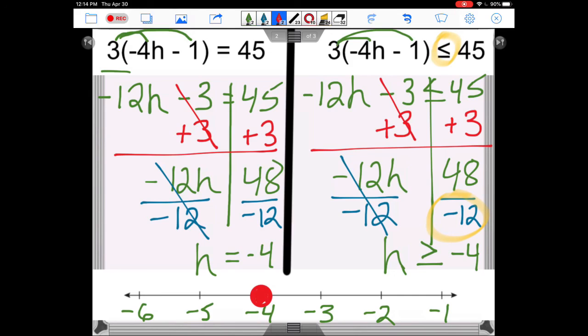And then here's the tricky part because we're dealing with negatives. If the answer is h is greater than or equal to negative 4, we need to shade all the stuff that's greater than negative 4. And that would actually be the negative 3, the negative 2, the negative 1, and so on to 0, and eventually the positives. Think temperature. Okay? Negative 1 is warmer than negative 4, and negative 6 is colder than negative 4. It's more negative, it's less than, it's colder. But there's our solution. There's how we distribute, we solve, and we can graph our inequalities.